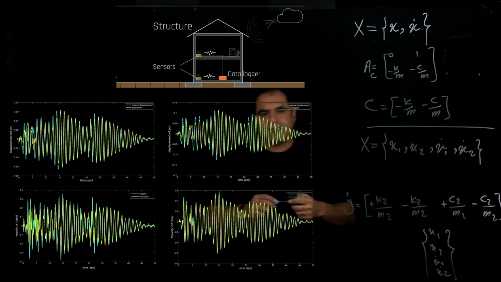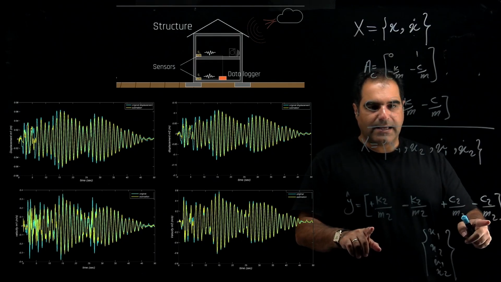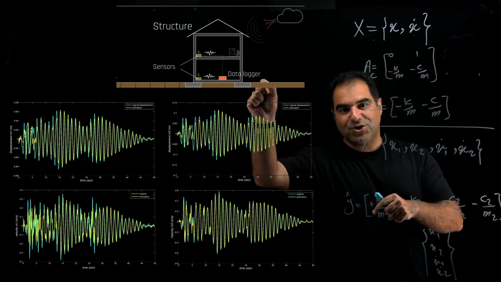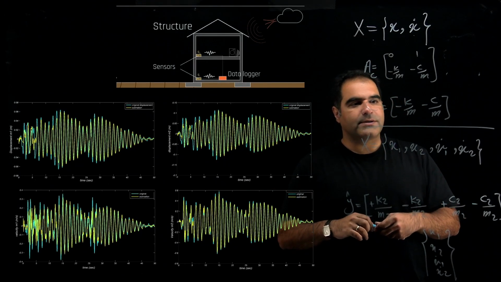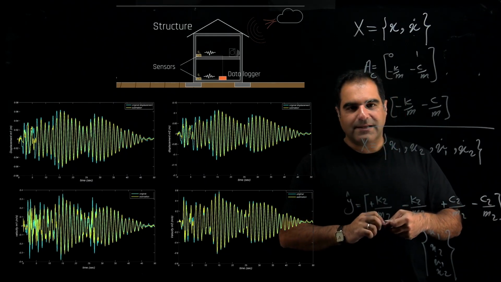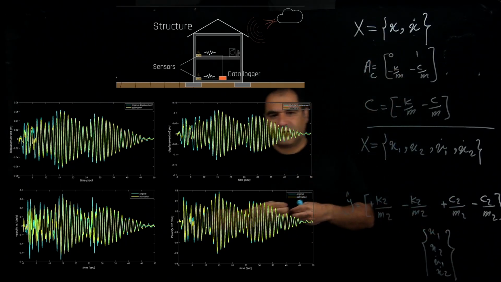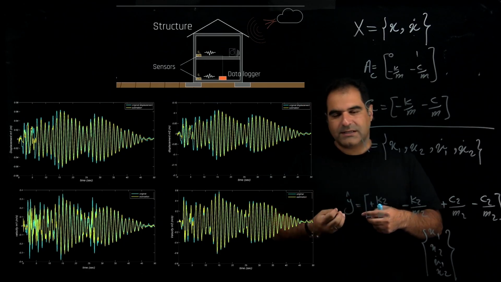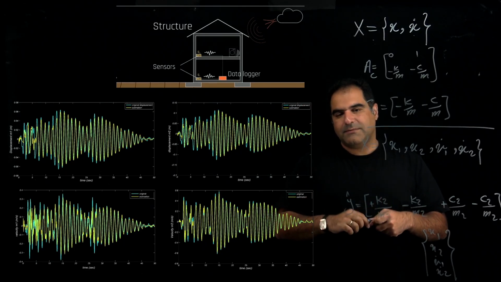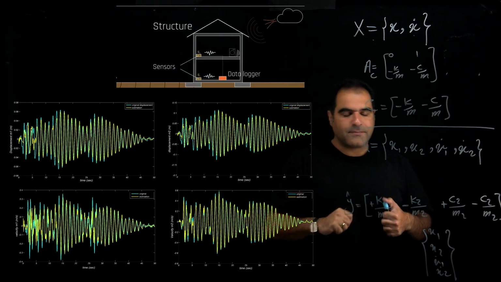You see, this is the way you can write your C matrix if you have measurement in only one of the floors. And in this case, you have 4 states to estimate. And for 1 degree of freedom, you had 2 states. You see, if you have 1 degree of freedom, you have 2 states to estimate for this kind of system. If you have a 2 degree of freedom system or 2-story building, you have 4 states.